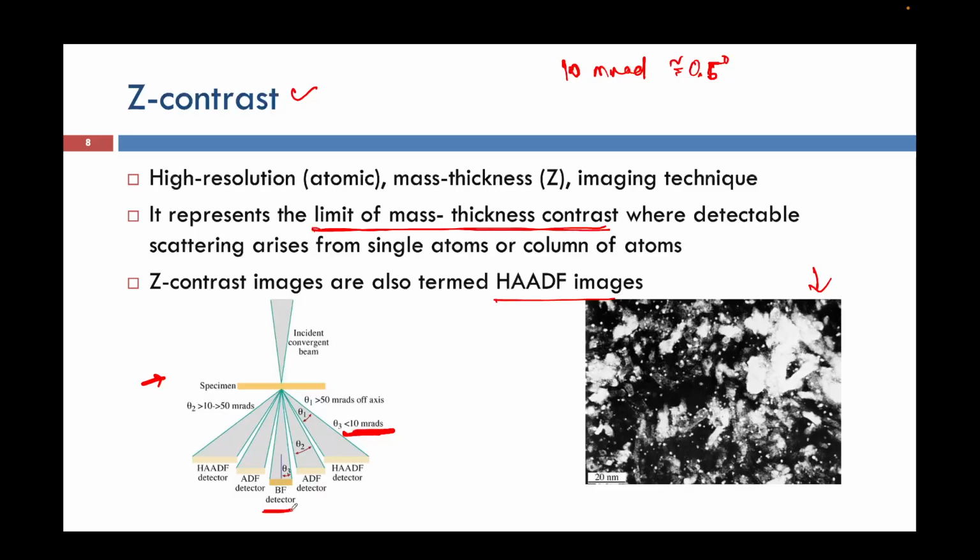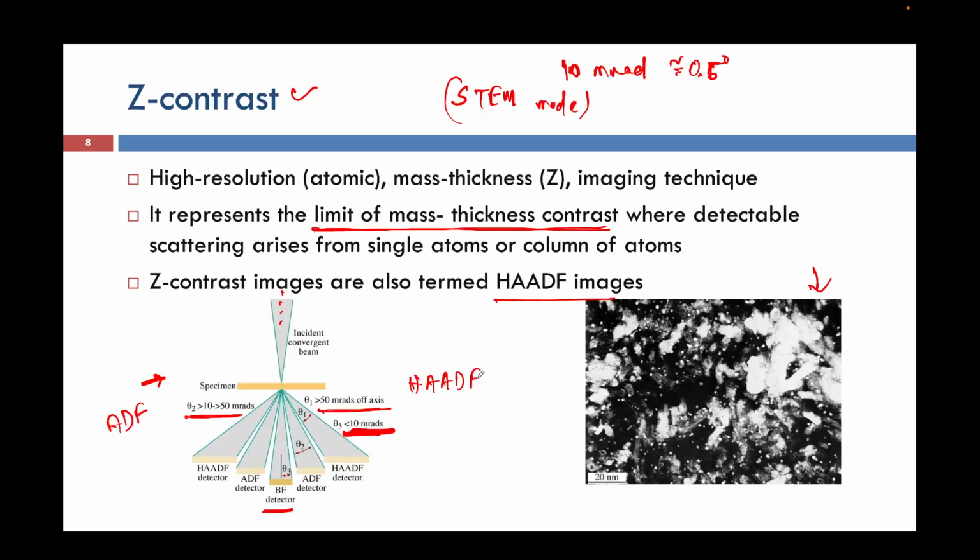Remember why I said this Z contrast means HAADF. We collect this Z contrast in STEM mode. Here the ADF detector means annular dark field detector. If our collection angle is somewhere between 10 and 50 milliradian, this is the ADF detector. If it is more than 50 milliradian off the optical axis, then this kind of detector is known as high angle annular dark field detector.